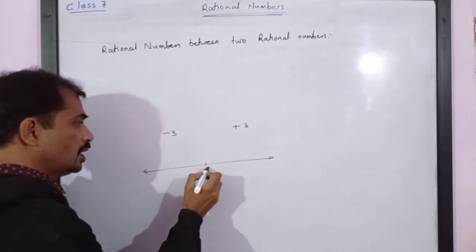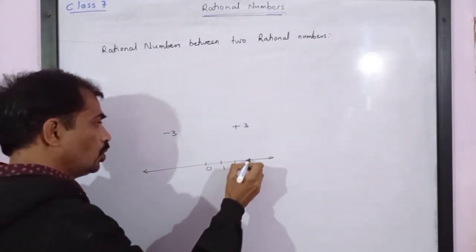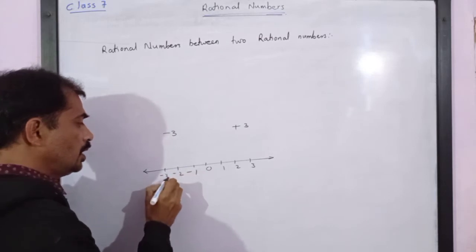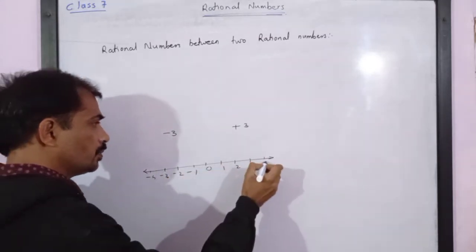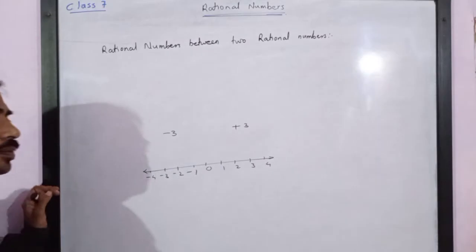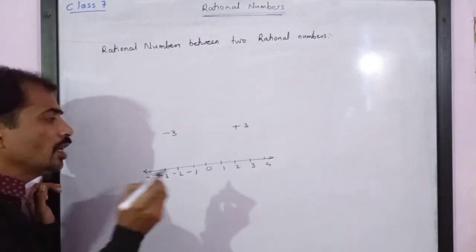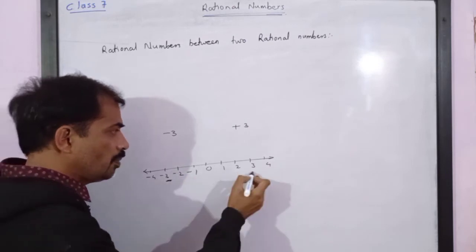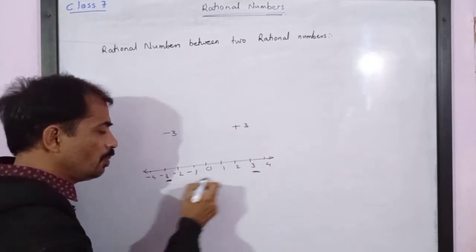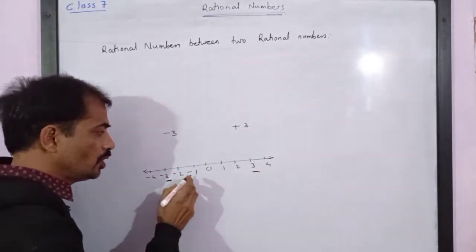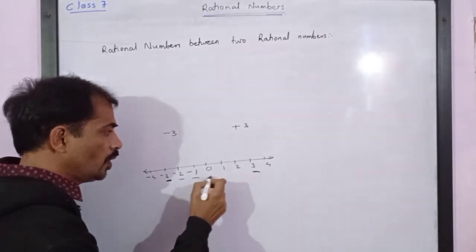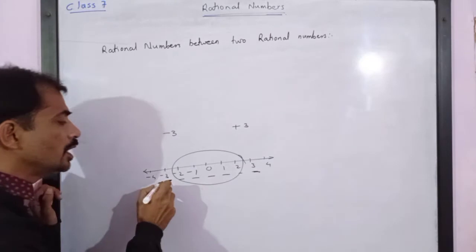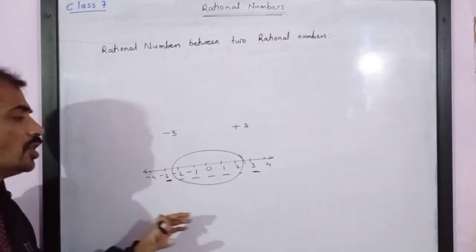already studied this: 0, 1, 2, 3. This side we write negative 1, negative 2, negative 3, negative 4 and so on. Now, when we are talking about integers between negative 3 and positive 3, we have negative 2, negative 1, 0, 1, 2. These are the integers between negative 3 and positive 3.